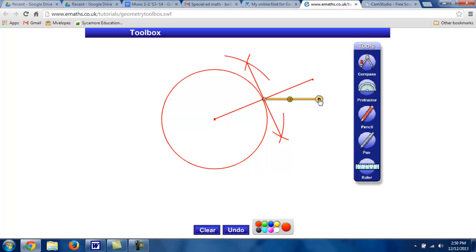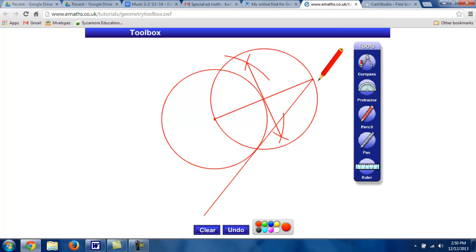So I need to create a circle. Oh, this is kind of difficult. Oh, no, I'll go like this. I need to create a circle where my outer part of the circle is that. Okay. And then, at the points where those two circles intersect are going to be my tangents. So let's see how this works.